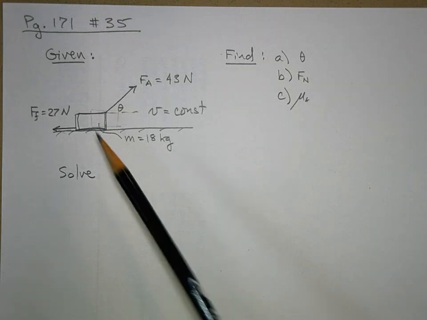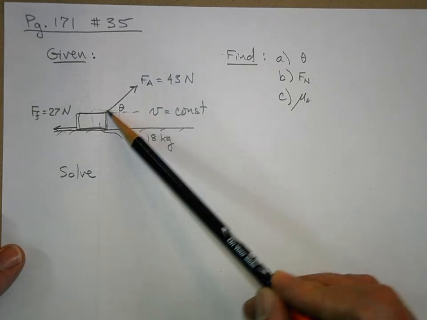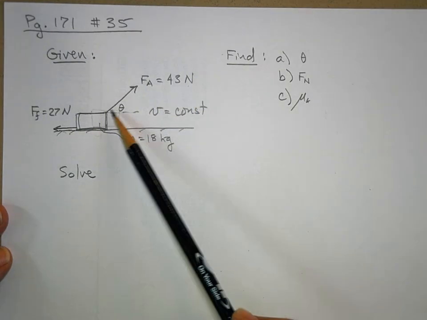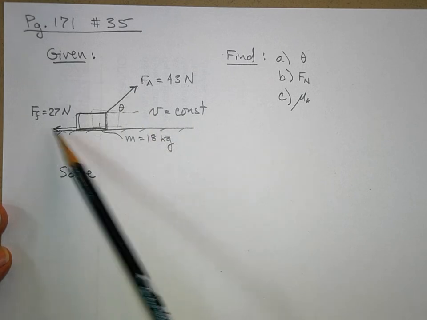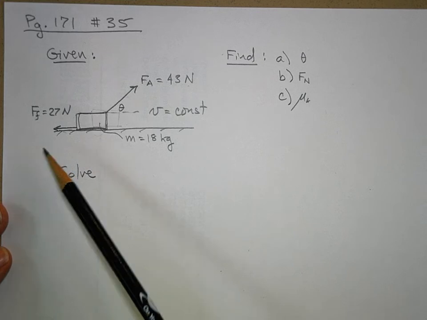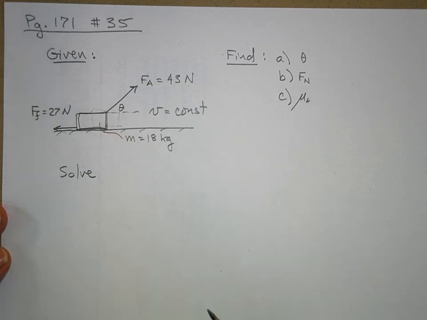So I've set it up as shown here. Here's the suitcase, here's the floor. You're pulling on it with a 43 Newton force. It's inclined up at an angle of theta. We somehow know what the friction force is. It's 27 newtons. And we know the mass of the suitcase is 18 kilograms.